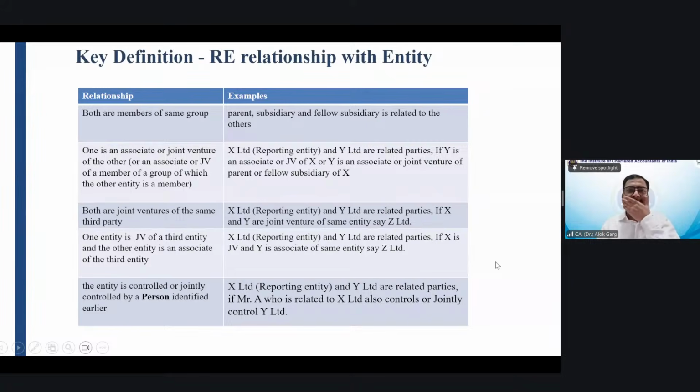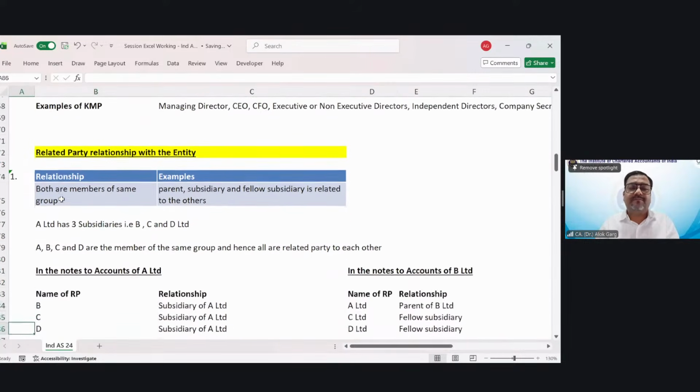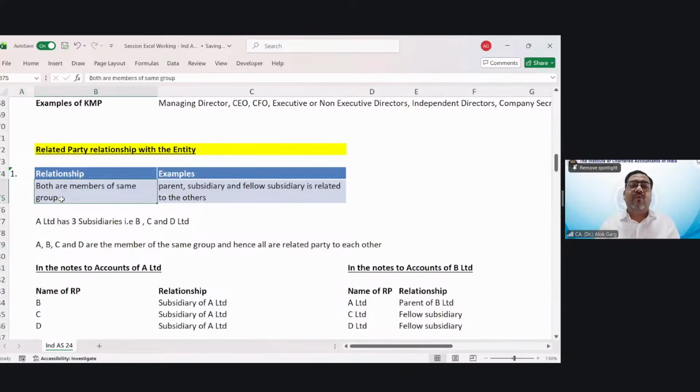Friends, this part we are going to discuss with the Excel file again, so that I'll have a lot of examples. Related party relationship with the entity. In the first part we covered person, now we are covering entity. The first relationship: both are members of the same group. Two or more entities will become related parties if they are members of the same group.